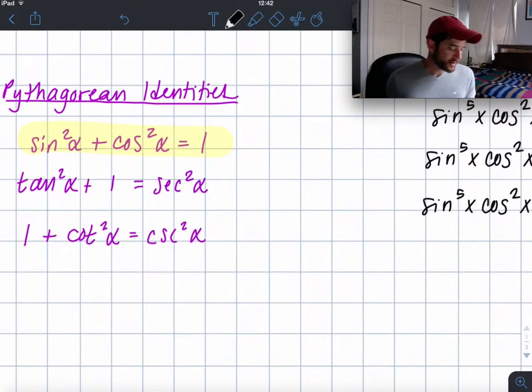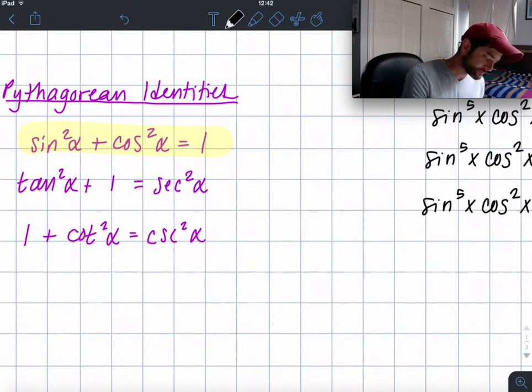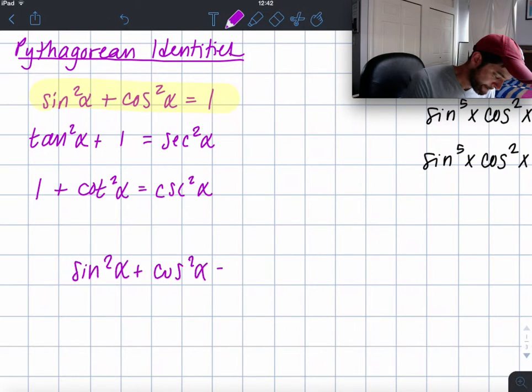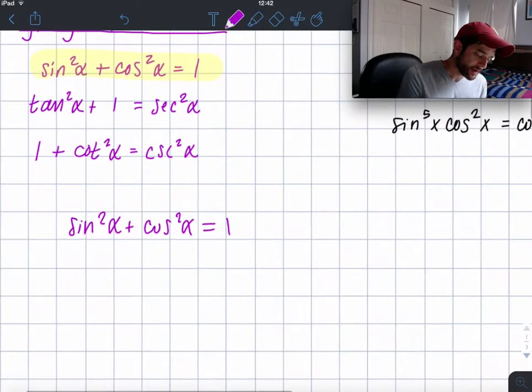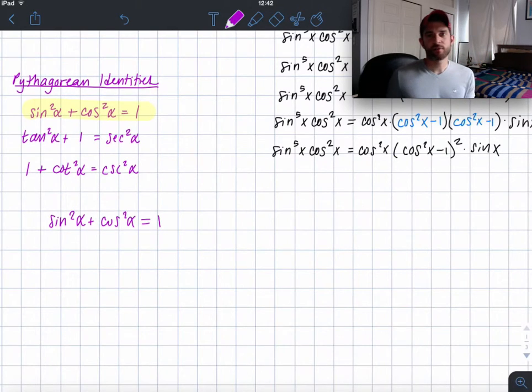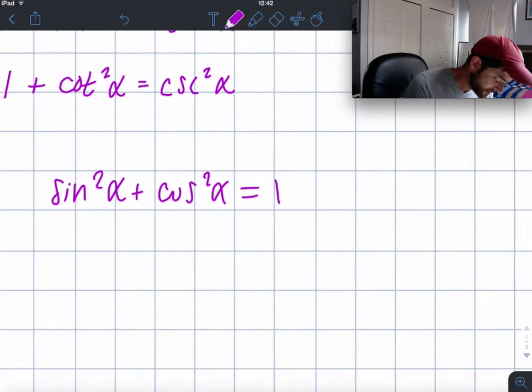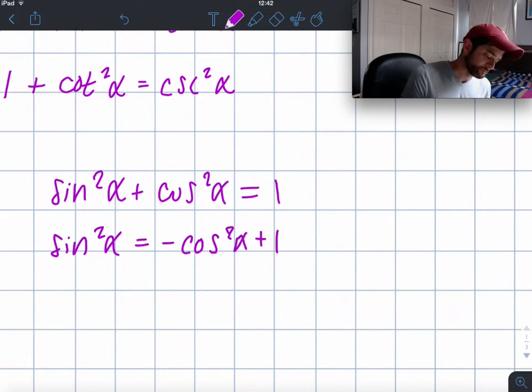I have sine squared alpha plus cosine squared alpha equals 1. I'm going to take that identity and rewrite it down here. And I'm going to get the cosine squared x and the 1 on one side. So I'm going to subtract cosine squared x from the left-hand side to the right-hand side. So this becomes sine squared alpha equals negative cosine squared alpha plus 1.